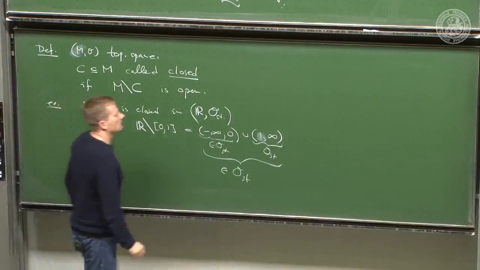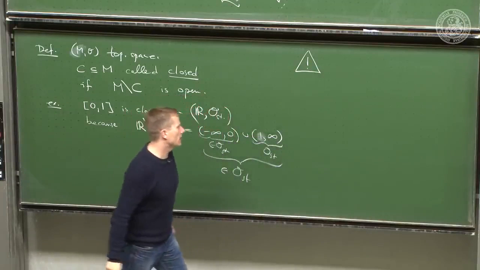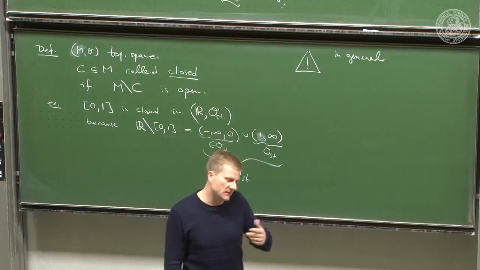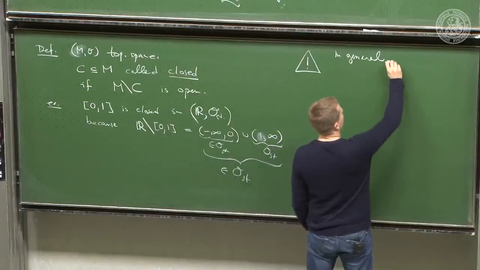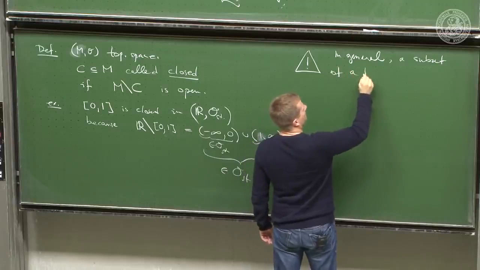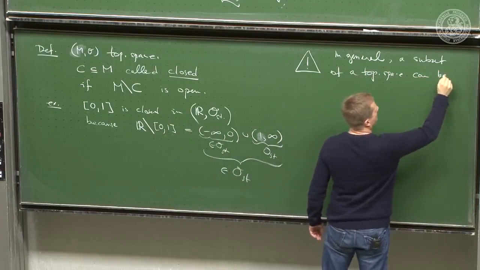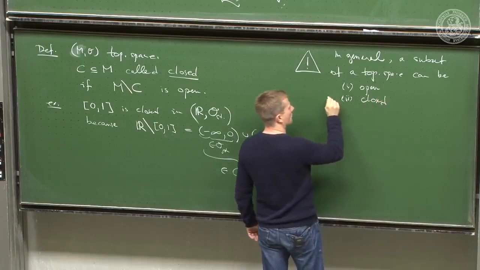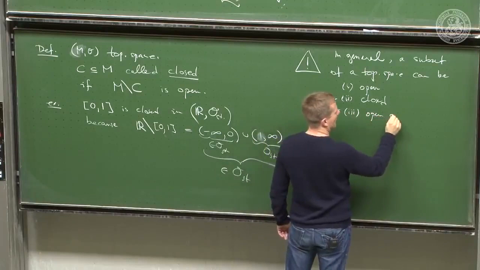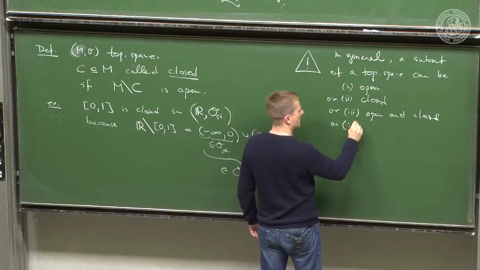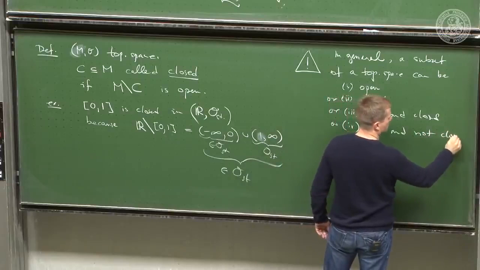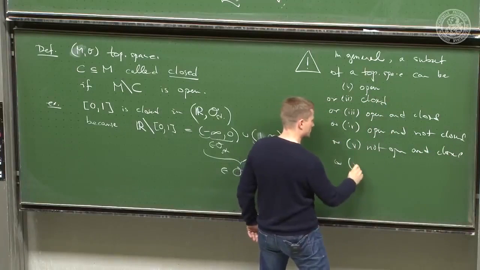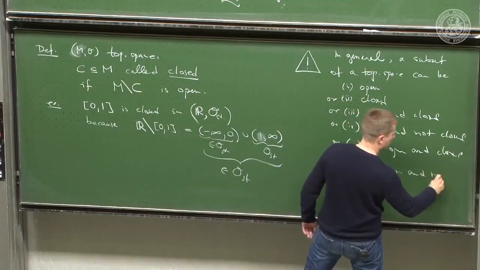And so the warning, a little warning sign, in general, that means if we know nothing particular about the topological space, so a generic topological space and a generic subset, in general, a subset of a topological space can be A, open, B, closed, or C, open and closed, or D, open and not closed, or E, not open and closed, or F, not open and not closed.